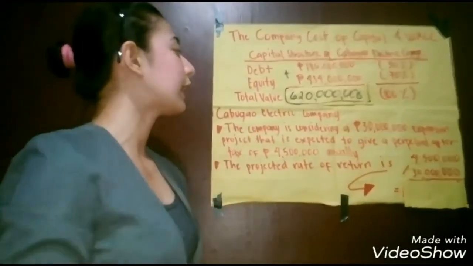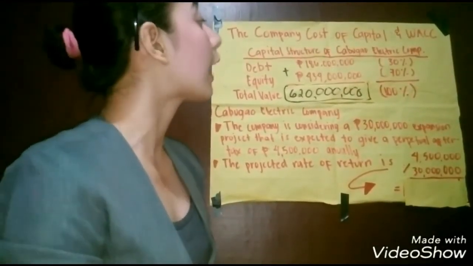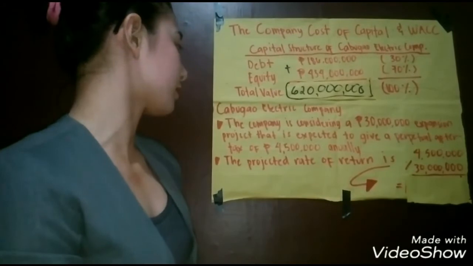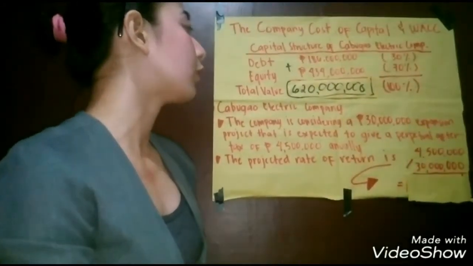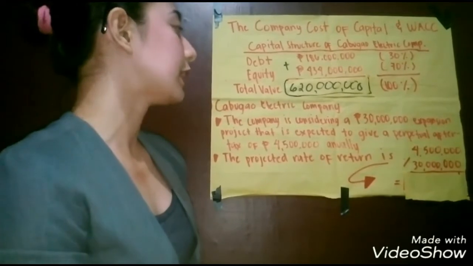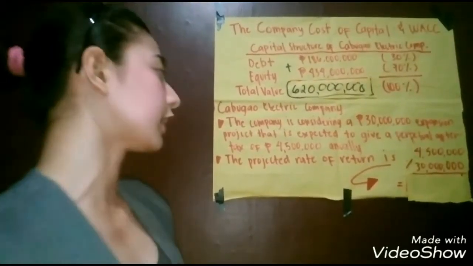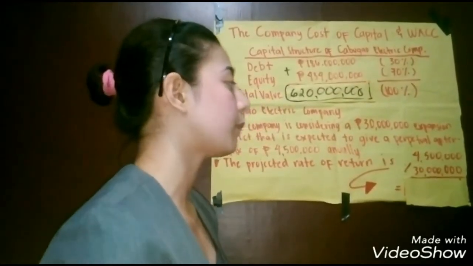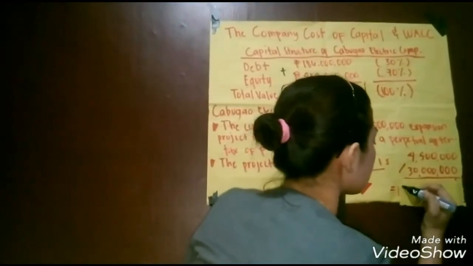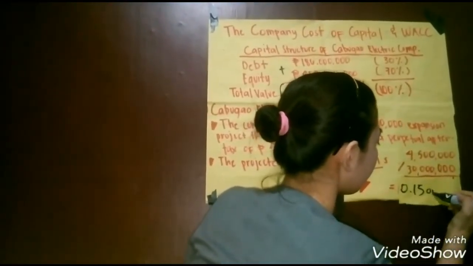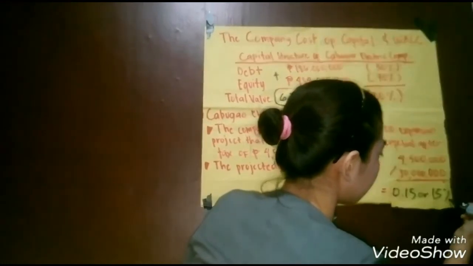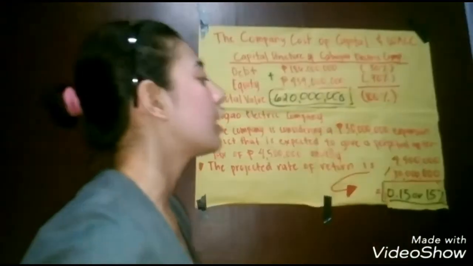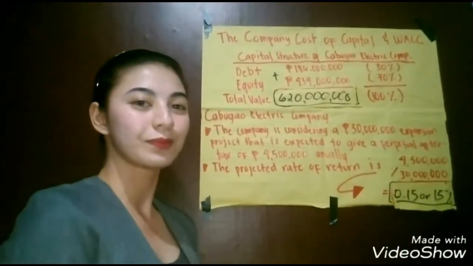Next, Cabugao Electric Company. The company is considering a 30 million expansion project that is expected to give a perpetual after-tax of 4,500,000 annually. The projected rate of return is, so para makuha yung projected rate of return, i-divide lang yung 4,500,000 sa 30 million. So magiging answer is 0.15 or 15%. So the projected rate of return is 0.15 or 15%.